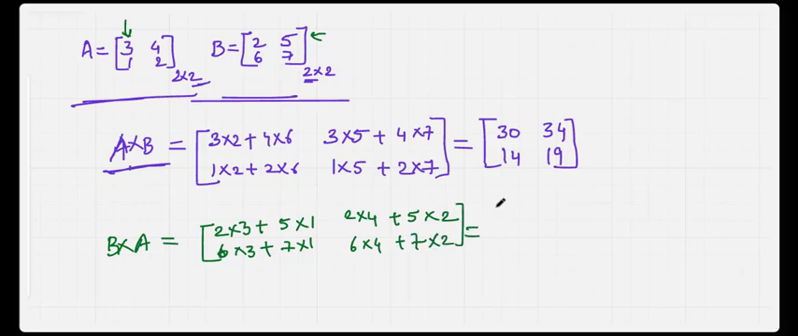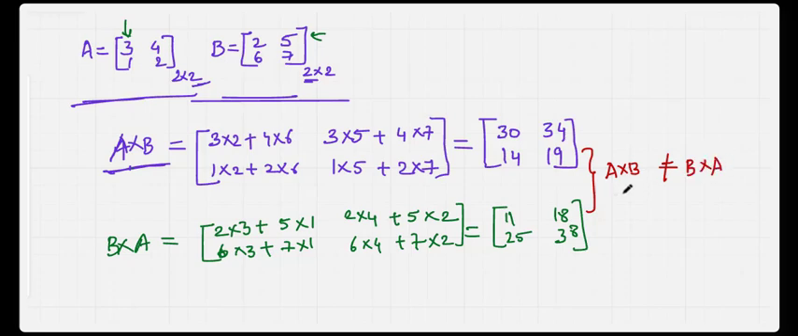When I calculate this, I'll get result as 11. This will become 18. This will become 25. This will become 38. Now when you compare the results of these two, you can see that my A cross B is not equal to B cross A. Hence this matrix multiplication is not commutative. That means you can't say A cross B will be equal to B cross A.